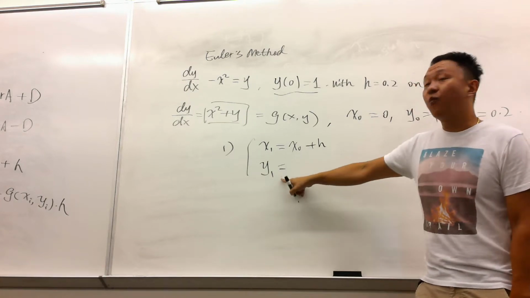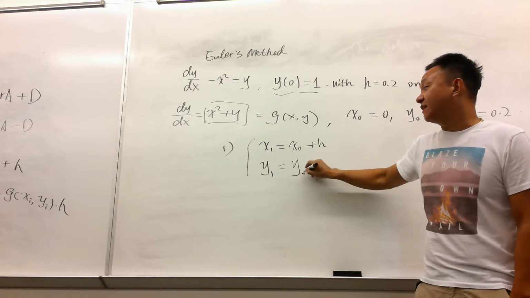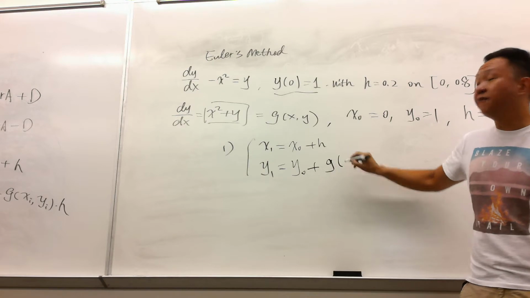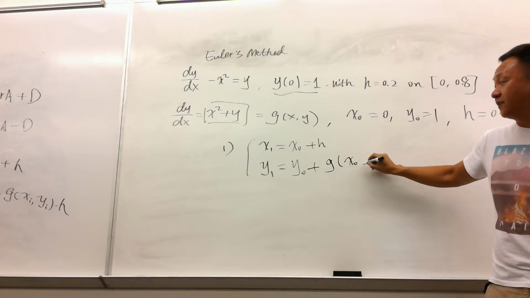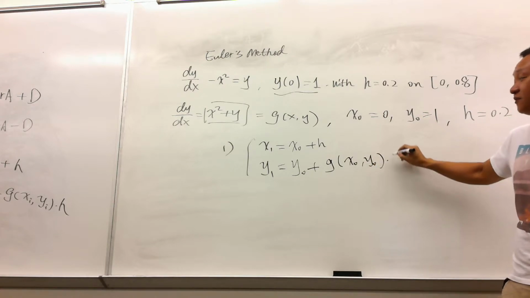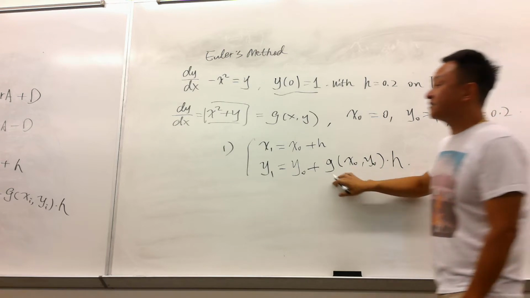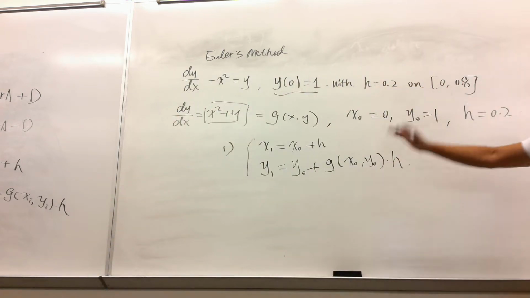And then y1 equals what? y0, the previous y value, plus the function g evaluated on the previous point x0, y0, and then multiplied by h. That's the first formula from this general formula. Guys, let's work on the numbers.